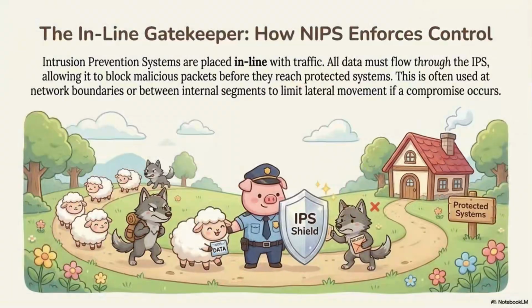Intrusion prevention systems differ from IDS systems because they are placed in line with traffic. All traffic flows through the IPS, allowing it to block malicious packets before they reach protected systems. Network-based IPS solutions are commonly deployed at network boundaries or between internal segments, where they can inspect traffic moving into sensitive areas. IPS solutions can help limit lateral movement after an initial compromise, but only when that movement generates network traffic that the IPS can inspect.